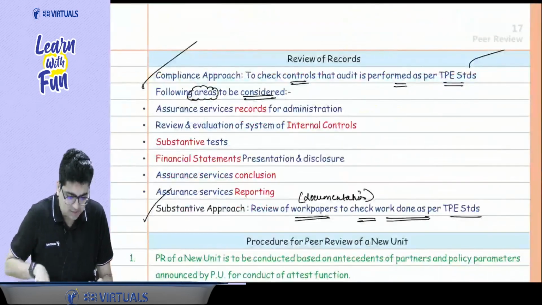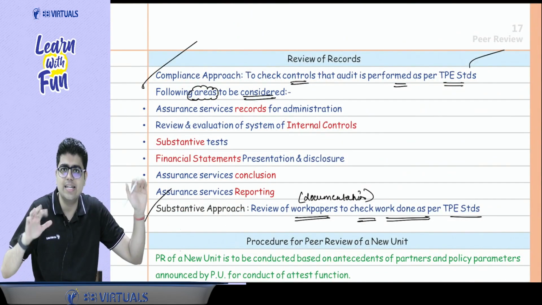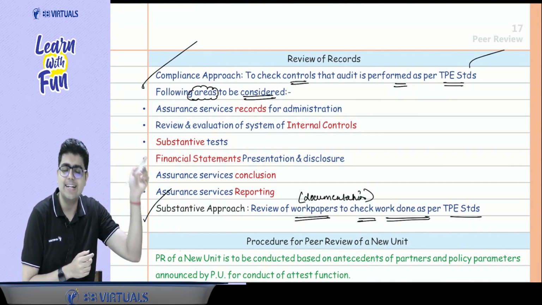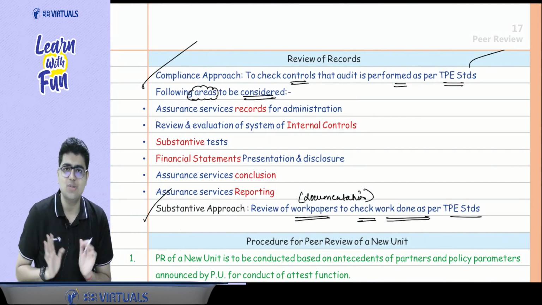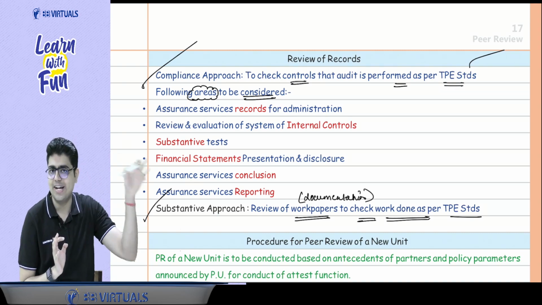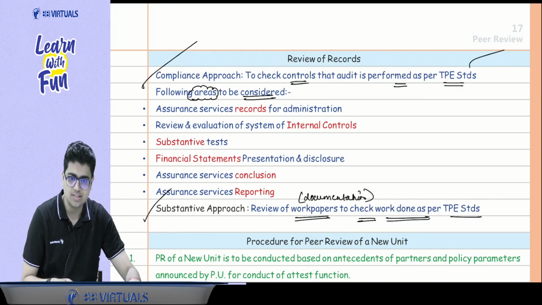But if ICAI asks you what are the areas to be considered in case of compliance approach, then in that case you need to write here. So if you revise 2-3 times, you will automatically get what to write where. And this is what I have just discussed with you.